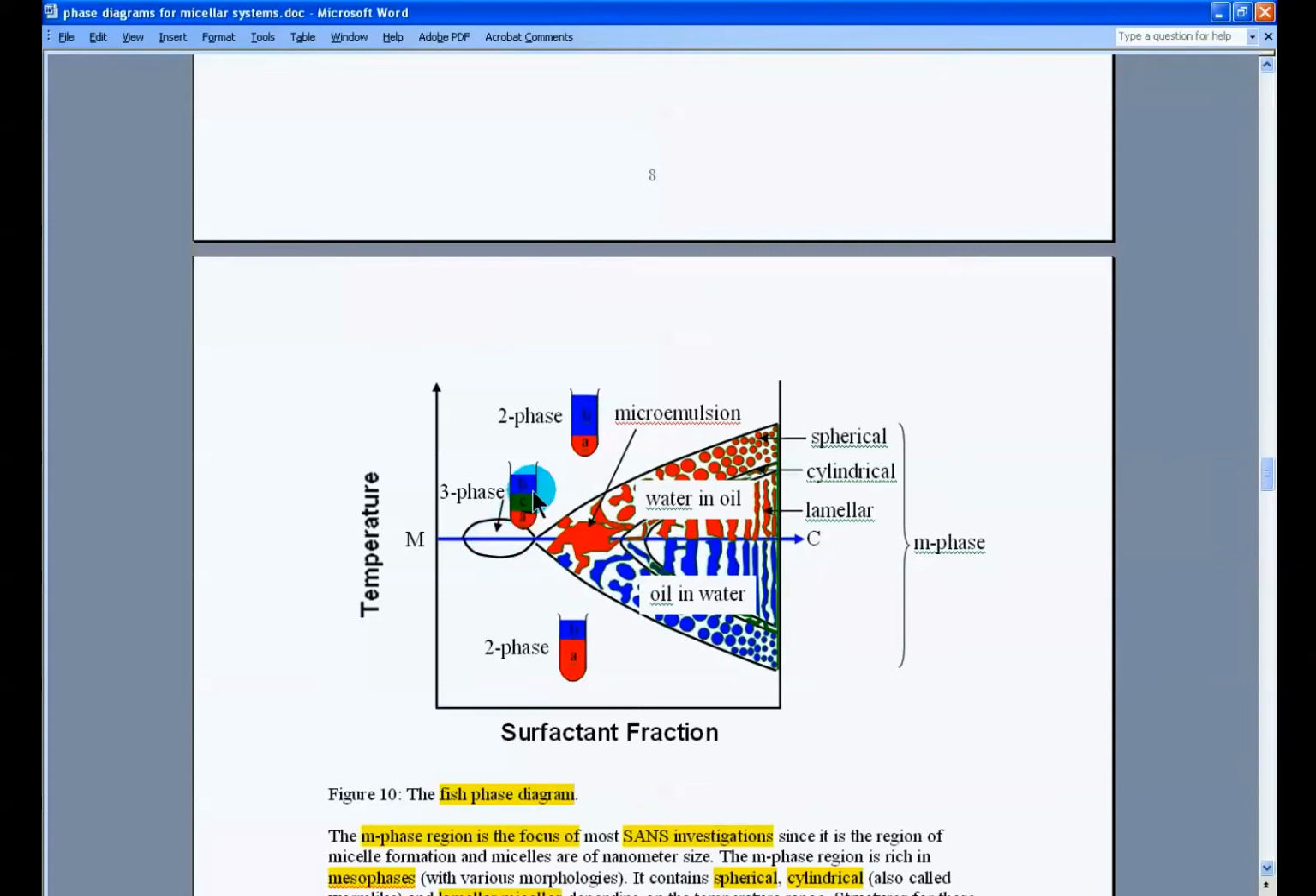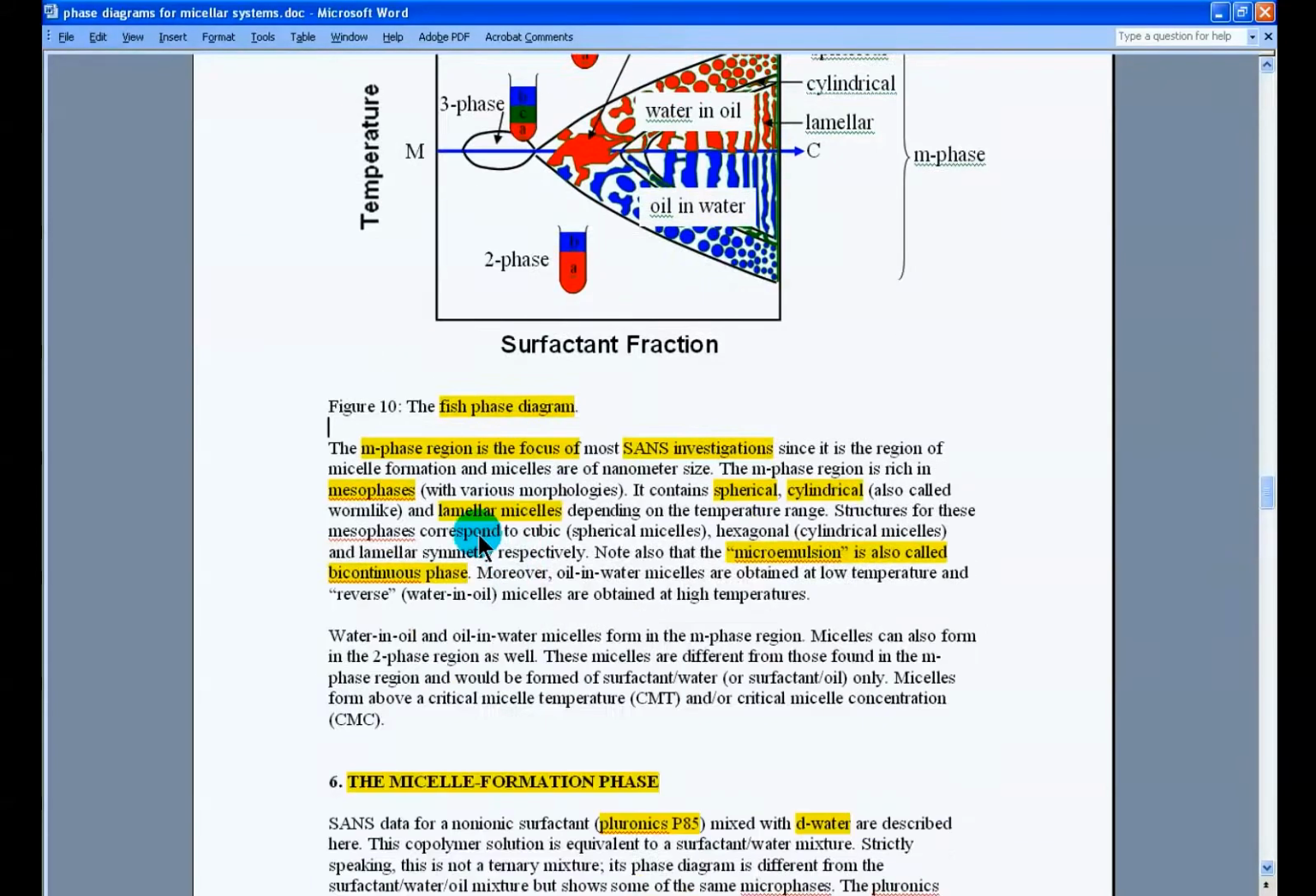We get the three-phase region here, and then at high surfactant fraction, we get the M phase, the micelle phase, a very rich phase, where you have oil in water structures, spherical, cylindrical, lamellar, or water in oil structures, spherical, cylindrical, lamellar, where the surfactant is forming the interface. This is a very rich micellar phase. The M phase, the micellar phase, is the focus of SANS investigations.